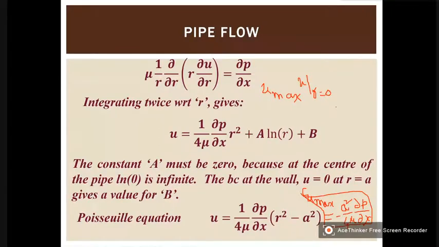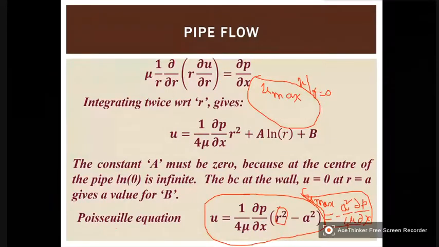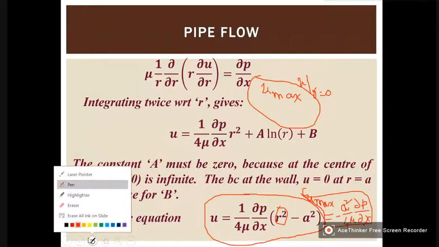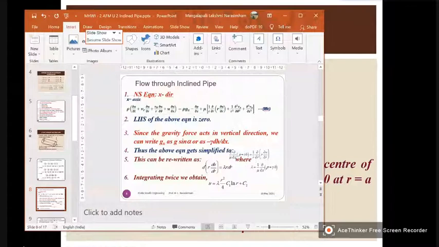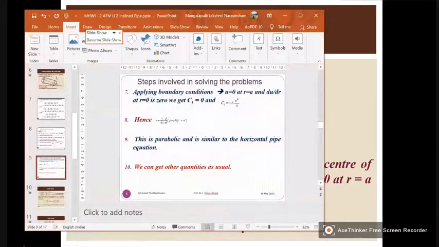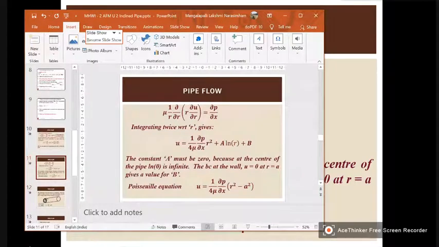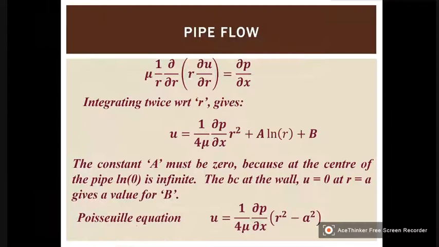See, for getting U maximum in this equation, we have to substitute r is equal to 0. So we have substituted, so we got this. There is no mistake in our procedure. What is the result you got?